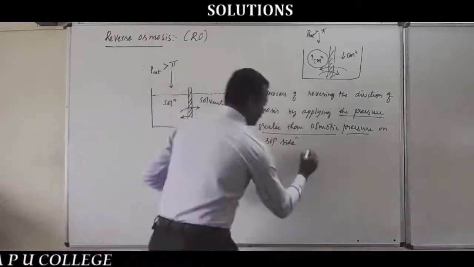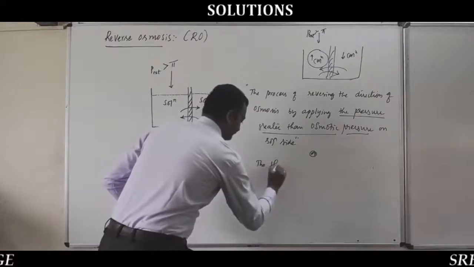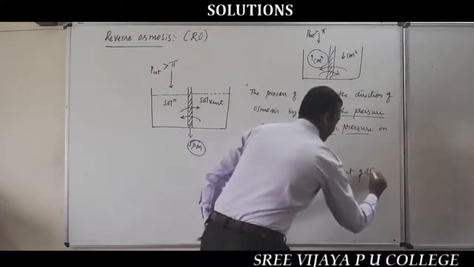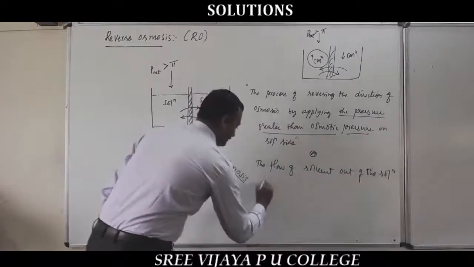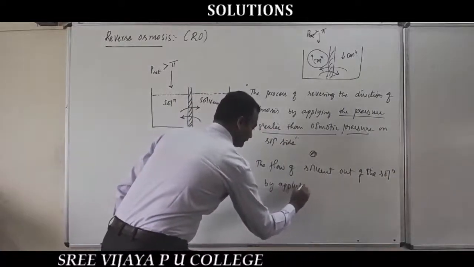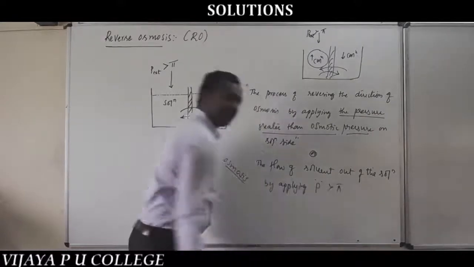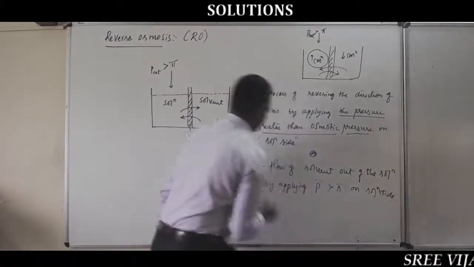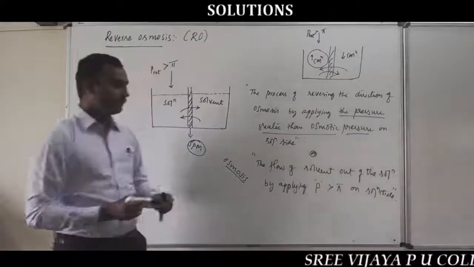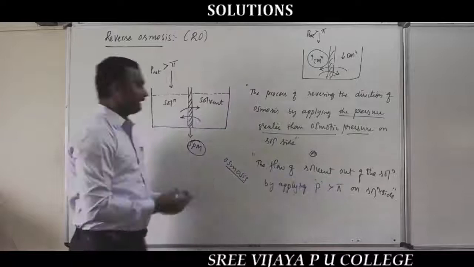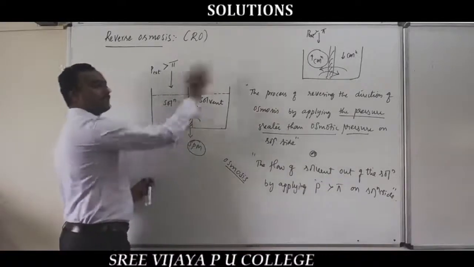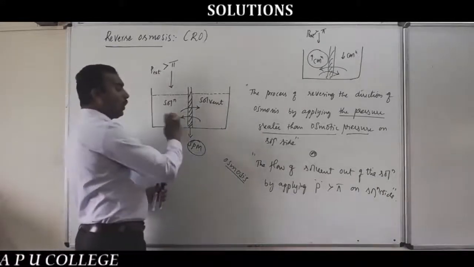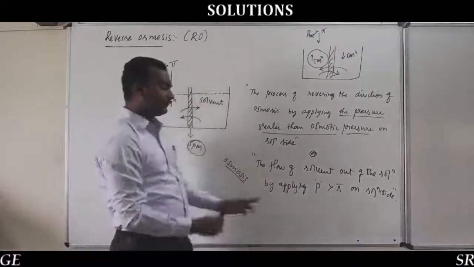Sometimes we can define it in another way. The flow of solvent out of the solution by applying a pressure greater than osmotic pressure on the solution of higher concentration side, or just the solution side. So it is a simple definition: the flow of solvent molecules out of the solution by applying a pressure greater than osmotic pressure.